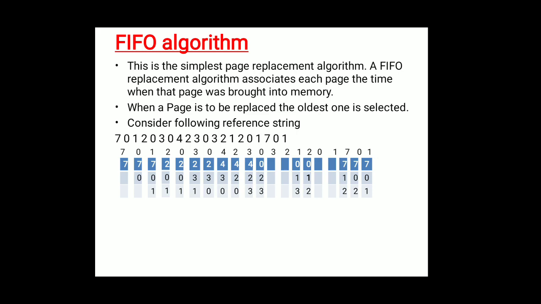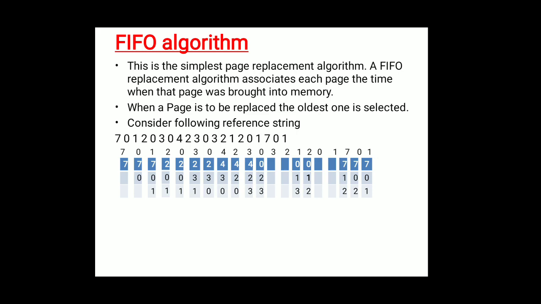So which page has to be replaced? It will be replaced with 0, because 0 was the next after 7. 0 was the first page which was entered first, so 0 will be replaced with 3. So 2 3 1, and even this will be marked as a page fault because 3 was not available in the frame.